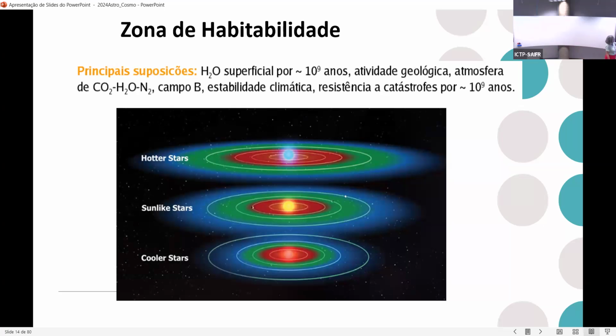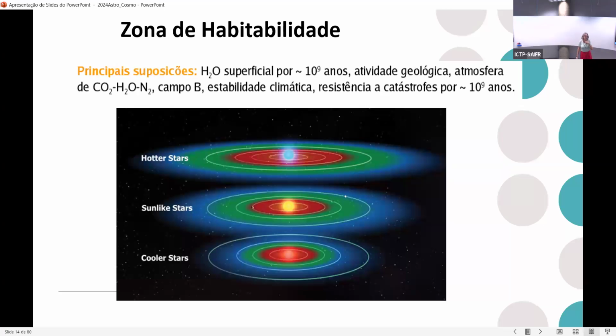So, for instance, for the Sun-like star, it's this green zone where the Earth is, and maybe Mars and all that. And then, of course, if the star is cooler, then there is less flux, so the temperature will be lower. So the habitable zone shrinks closer to the star. And the opposite for hotter stars, the habitable zone has to be further away.